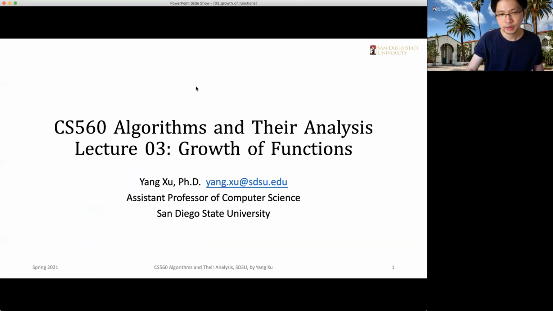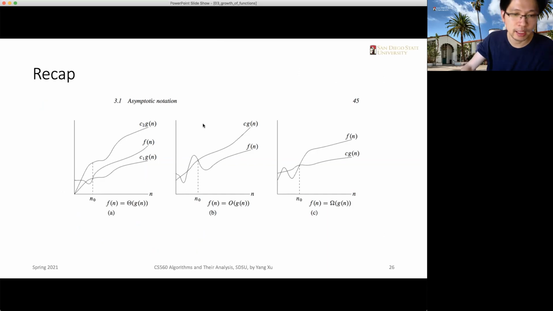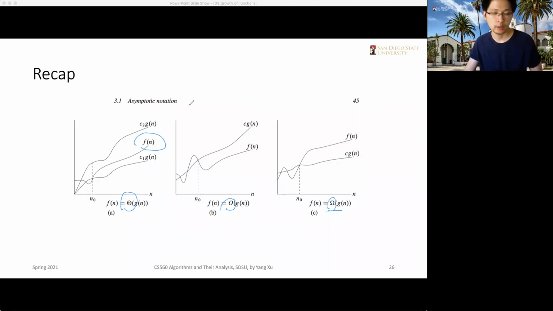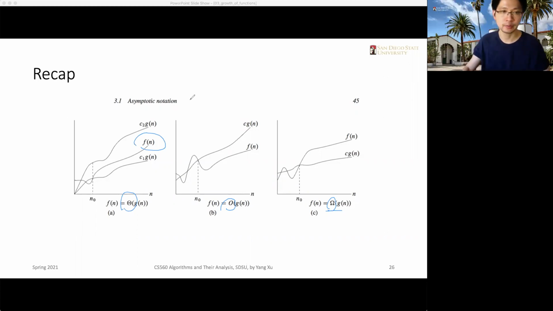All right. In the last slide, we described these three types of relationships in uppercase Greek letter notations. Big theta describes the tight bound: f of n is somewhere between the lower bound and the upper bound. Big O describes the upper bound, and big omega describes the lower bound. I think the most important thing is that we keep in mind these relationships between functions.